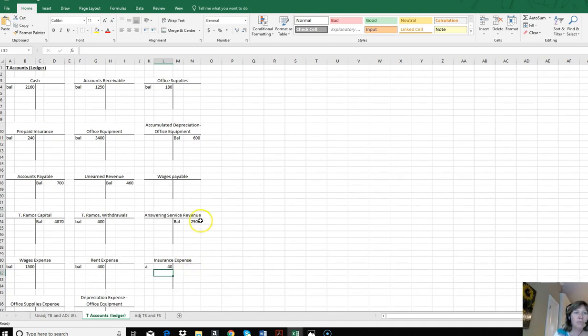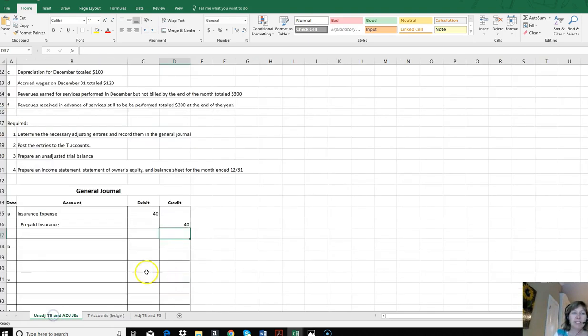And we just reduced our prepaid insurance. It used to be worth $240, but we just reduced it by $40. So now we only have $200 left in it. So that seems to make sense.